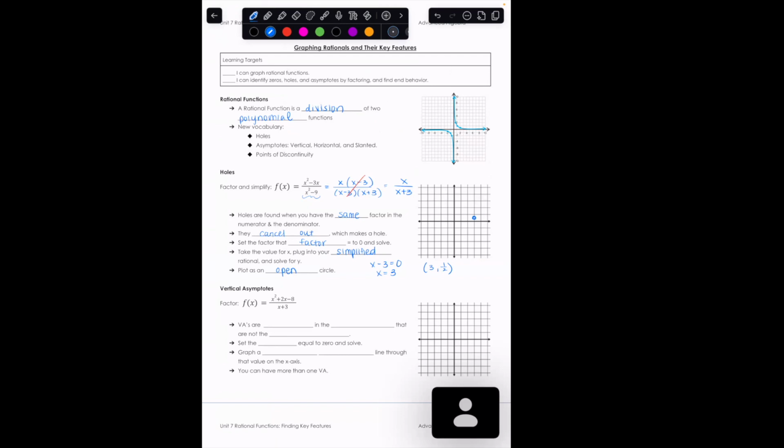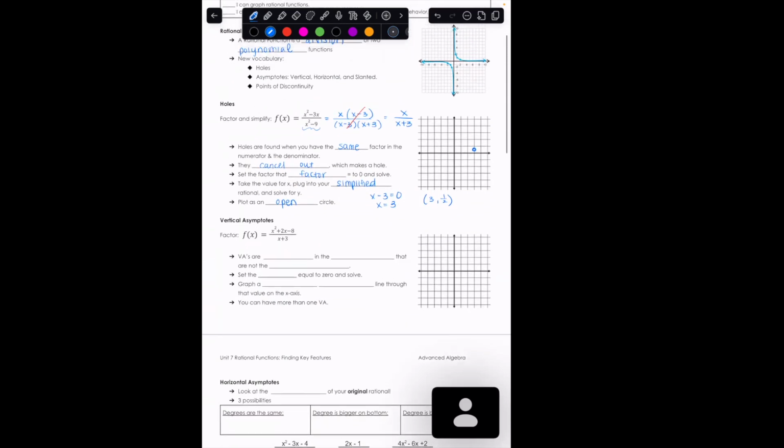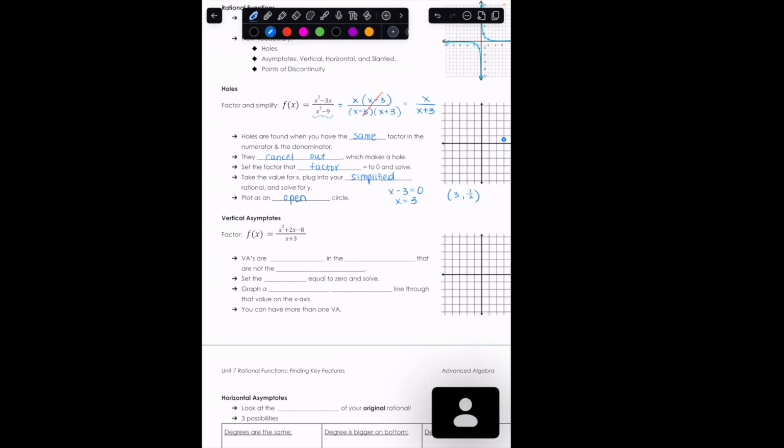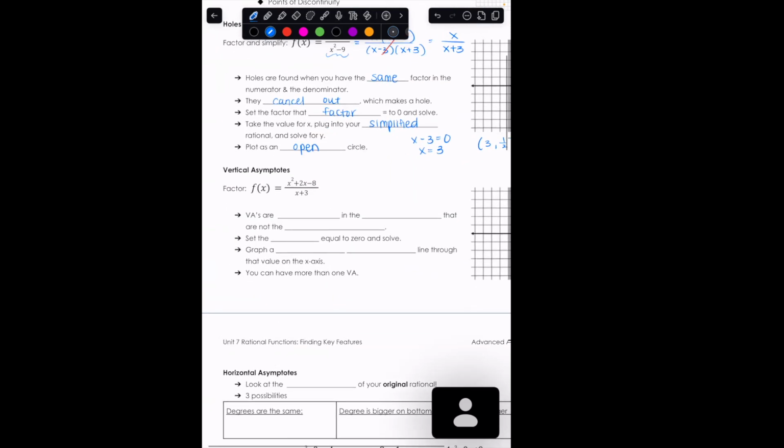Okay. Other things you have to worry about are vertical asymptotes. So again, your first step when dealing with any rational function is factor. All right, so up here I'm looking for factors that multiply to x squared plus 2x minus 8. So you need to multiply to -8 and add to 2. I'm going to have x plus 4, x minus 2. And then on the bottom, the x plus 3. Okay, so we notice that nothing cancels here.